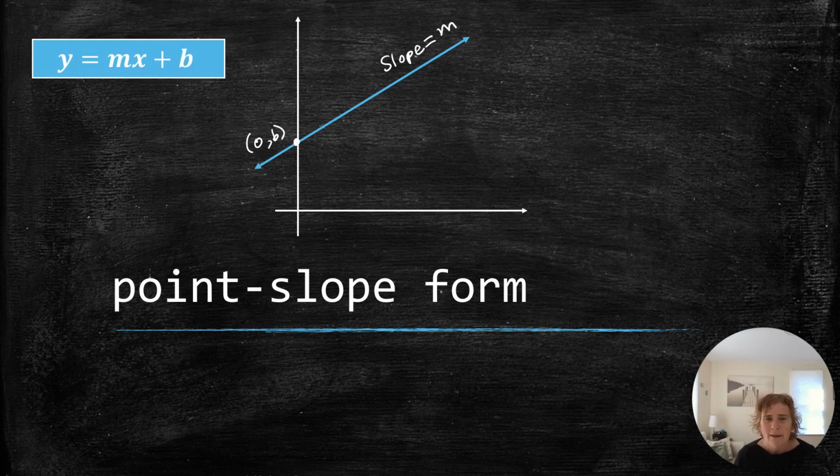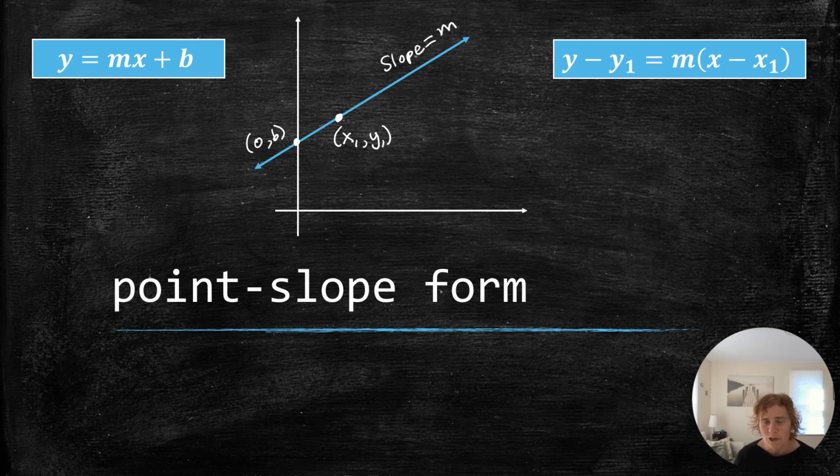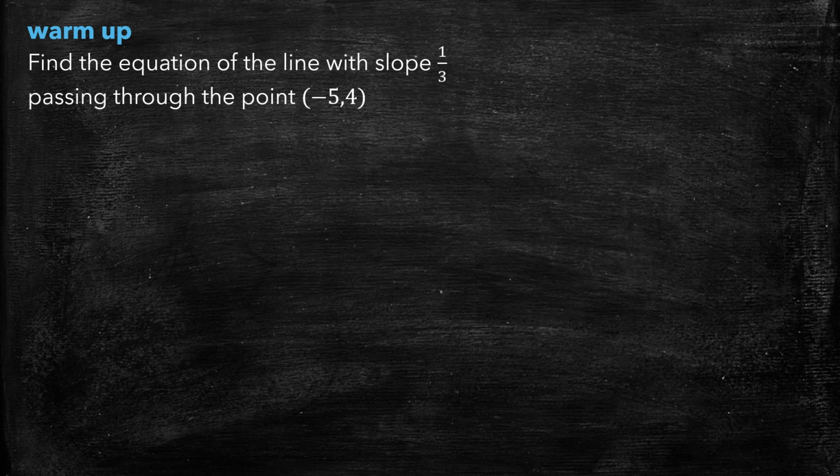plus b. But point-slope form is more useful when we are given a point that is not the y-intercept. And in that case, we're going to prove that this equation works, y minus y1 equals m times x minus x1. If you haven't seen that before, no worries. I'm going to explain it from the grassroots up, and we'll do a few practice problems as well. So let's get started. Let's begin with a warm-up problem, finding the equation of this line with the given slope and passing through that point.